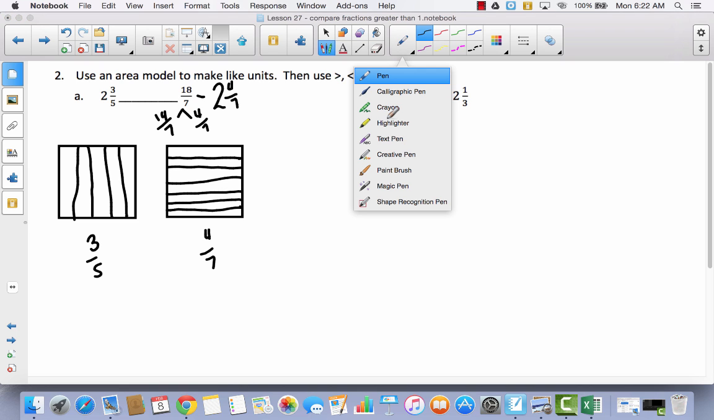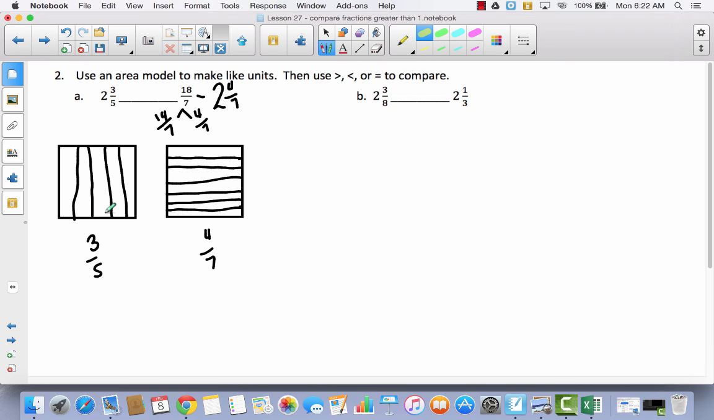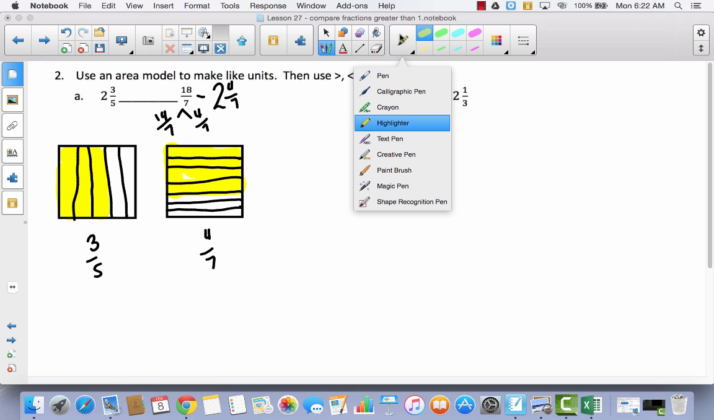And when you shade, you need to make sure that you're doing this in a way that you can still see the lines. The easiest way for me to do this is to use a highlighter. You can use your pencil, just shade really lightly so that you can still see the lines. All right, so that's 3 out of 5. And then this one I'm going to do 4 out of 7. Okay, so I don't have common denominators, but here's how you get your common denominators.